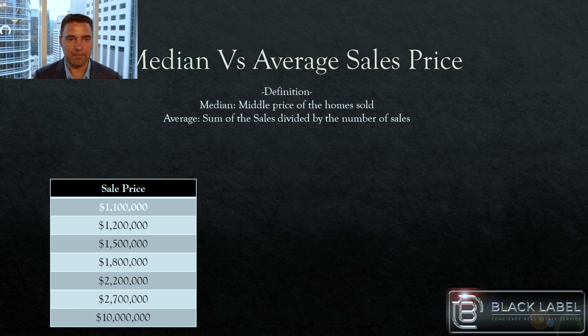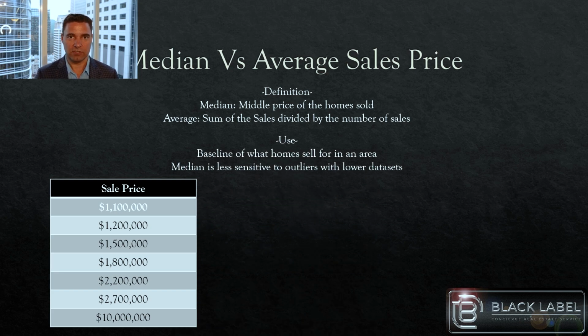So definitions: the median sale price is the middle price of the homes that sold. The average is just the average. It's the total sum divided by the number that sold. So sometimes it is useful to look at the middle price instead of the average price. And this is an example. For the average price here, we have an average of 2.9 million if you add those all up and divide by 7, but I would be hard pressed to say that the average sale price or the average home in that area would sell for 2.9 million.